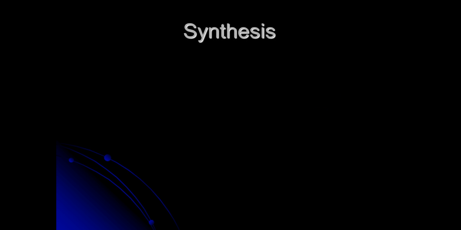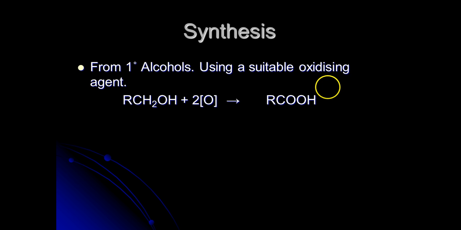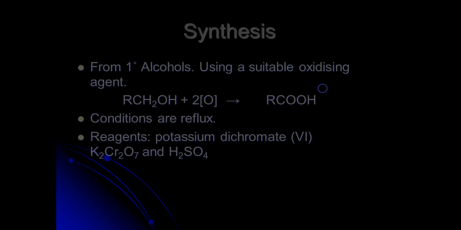If you want to make a carboxylic acid, you can make it from a primary alcohol, so you can oxidize it with the usual potassium dichromate and sulfuric acid. It has to be a primary alcohol because obviously a secondary alcohol would make a ketone and then wouldn't be able to be oxidized anymore. Just like that. So there's your primary alcohol, and you're oxidizing it into your carboxylic acid. You need to heat it under reflux, and there's your reagents: potassium dichromate and sulfuric acid.